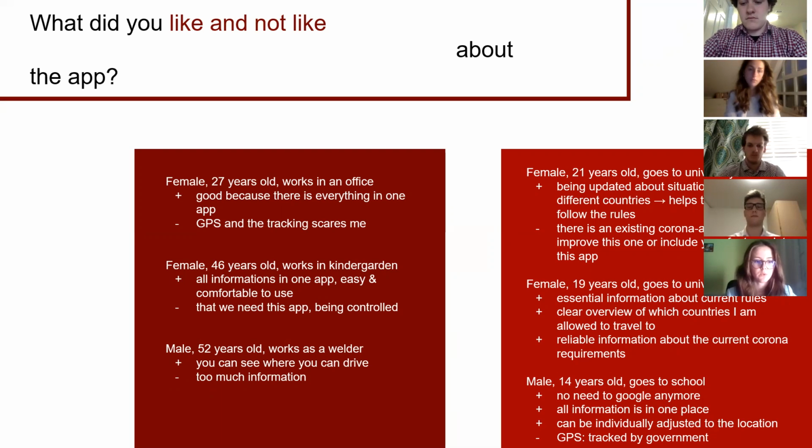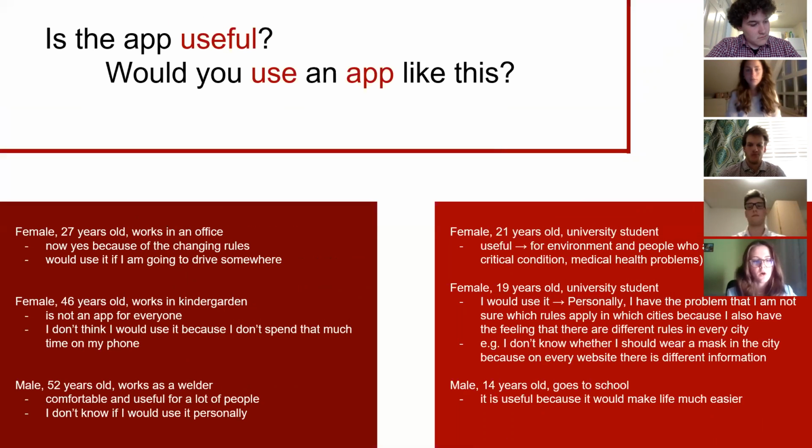Most interviewees criticized the GPS and tracking system due to too much information the app receives from the user. One interviewee mentioned that there is already the Corona app, so she advised us to improve our Cov-Know app or to include the features into the Corona app. All people agree that the app is useful since rules are changing daily and a lot of people are confused and insecure about acting right.